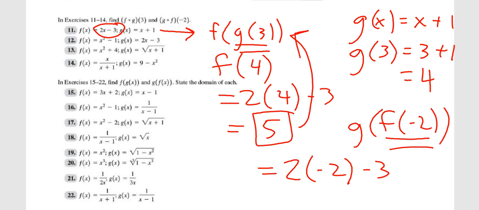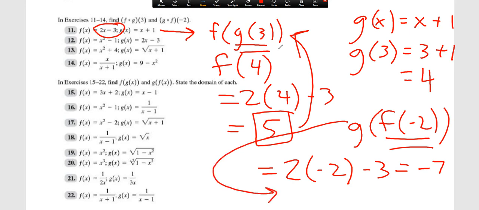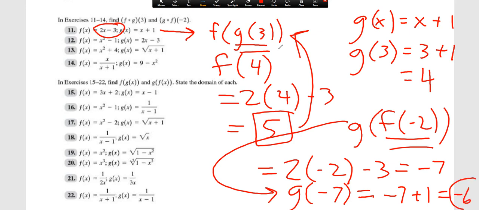All right, yes, those of you who said -7, well done. You have been granted passage into mathematical heaven. Now, g of -7, that's next on our list. That'd be -7 plus 1, also known on the street as -6. Okay? So, those are the answers to question 11. We had 5 for the first one and -6 for the second part.